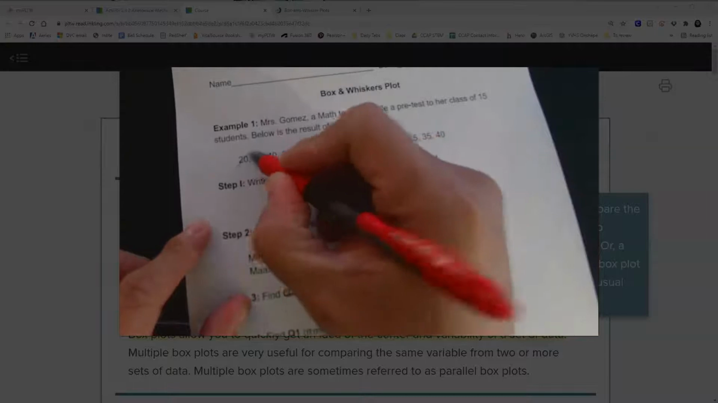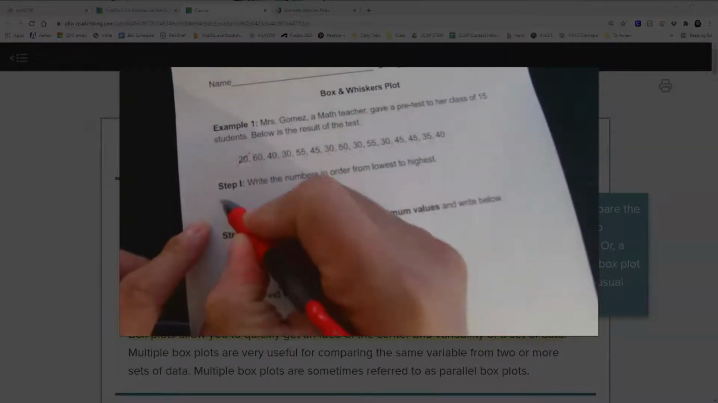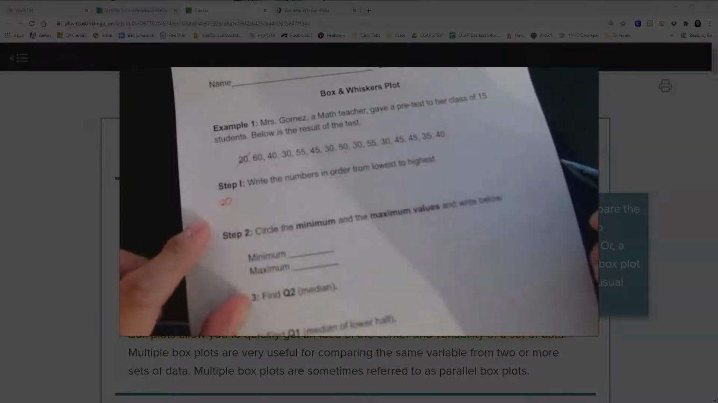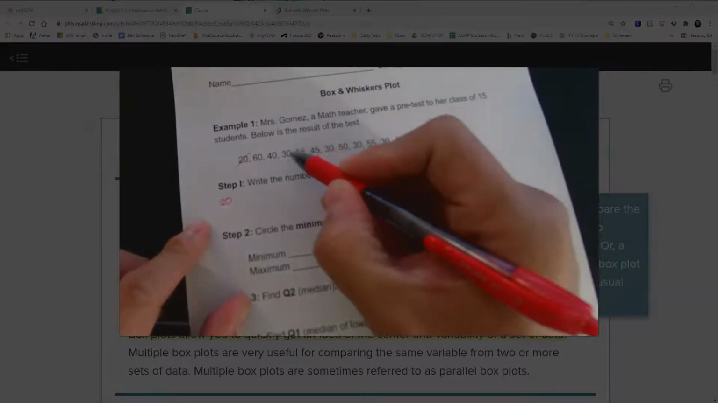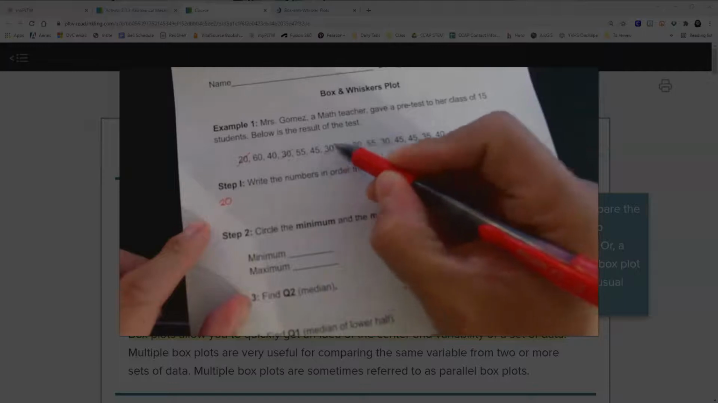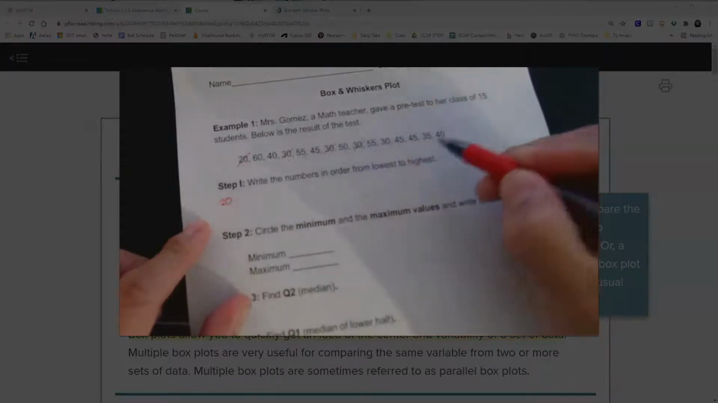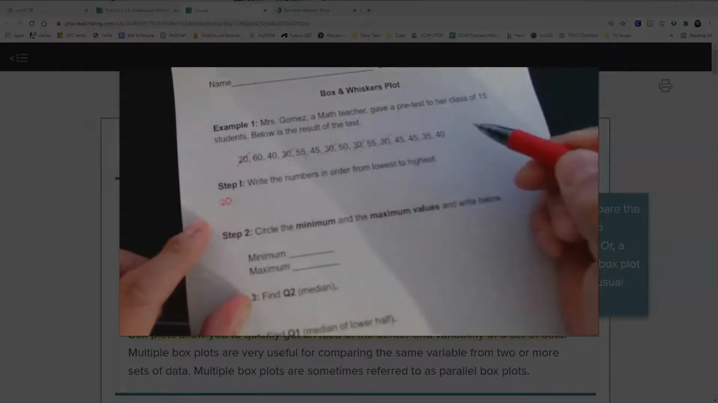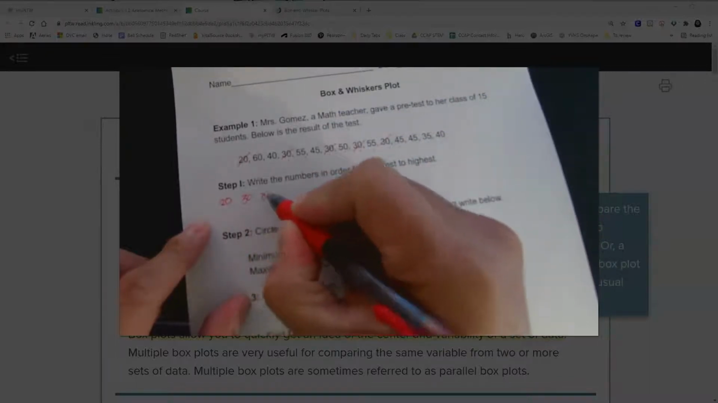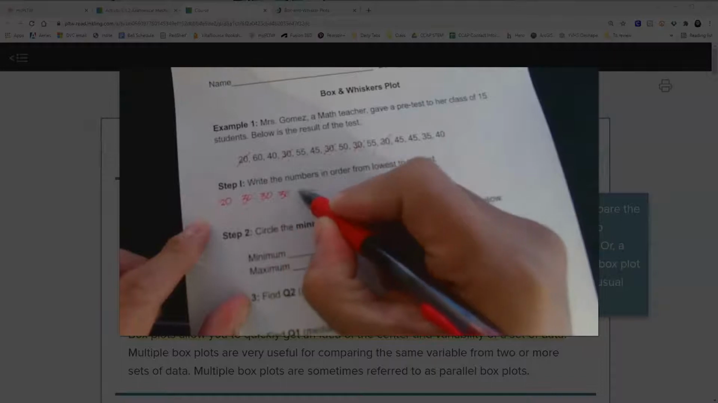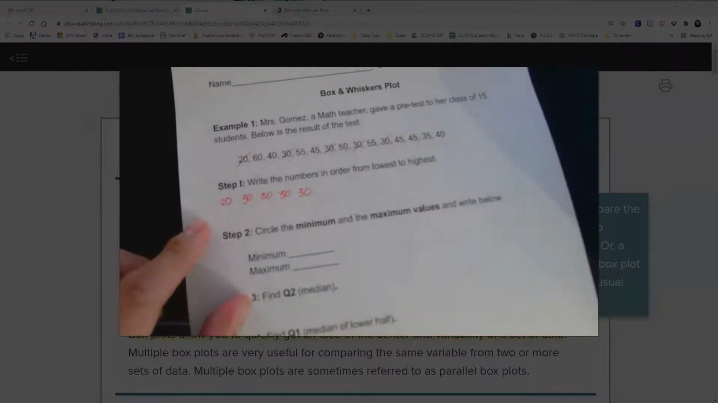So let me cancel 20 here and then write 20 down here. The next number would be 30. Let's see how many 30s we see here. There's 30, 1, 2, 3, 4. So there's 4 30s. So let's write that: 1, 2, 3, 4 of the 30s.